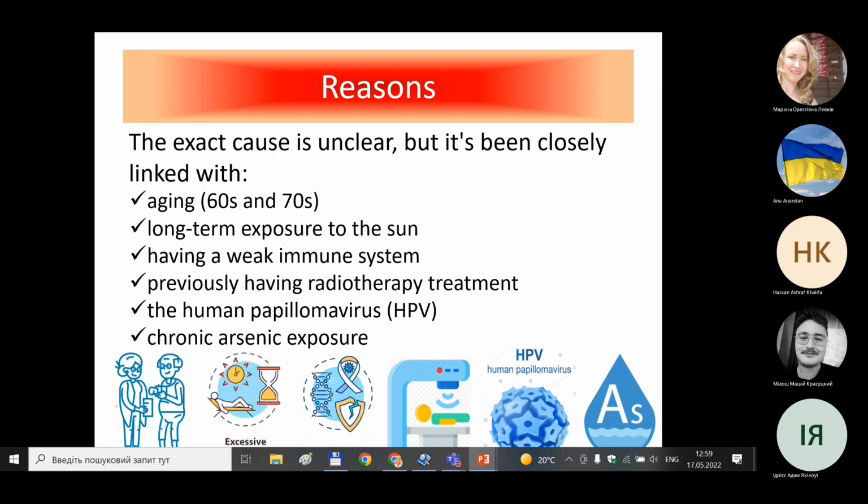Reasons. The exact cause is unclear, but it's been closely linked with aging, long-term exposure to the sun, having a weak immune system, previously having radiotherapy treatment, the human papilloma virus, and chronic arsenic exposure.